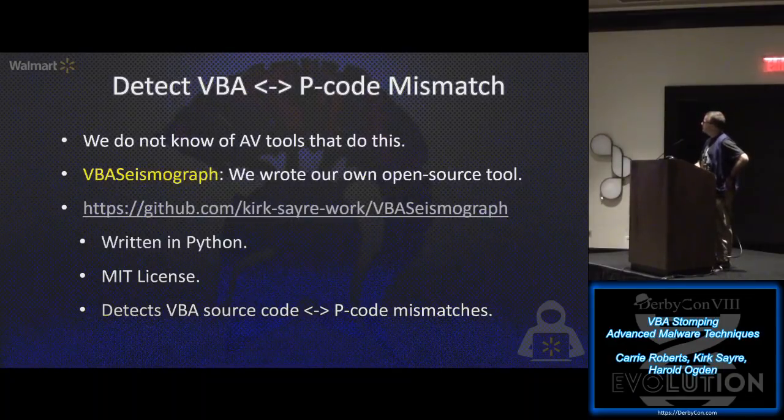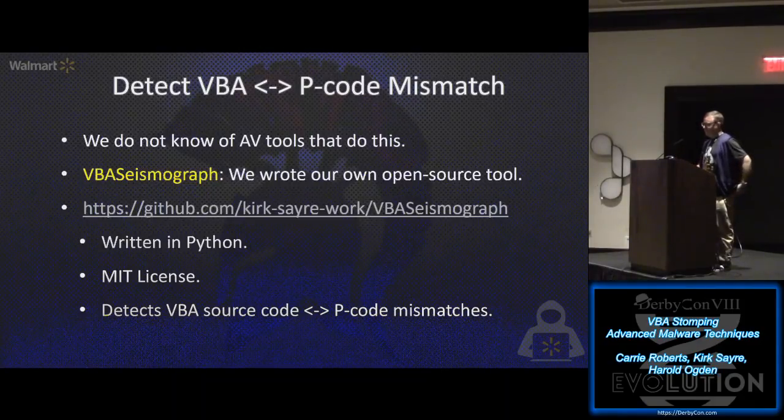Now, we've also done some work in the area of looking for VBA source code and Pcode mismatches, because that's the more obvious avenue to take with this. So we've written an open source tool called VBA Seismograph, which is written in Python. It's up on GitHub. It has an MIT license. So if y'all are interested in this, and especially if you have security products, please steal it and try to use it.